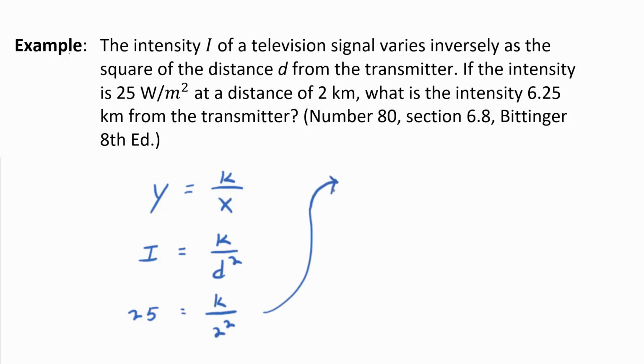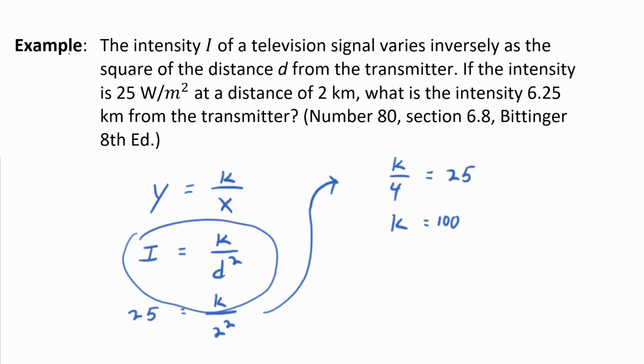So you end up with, if I turn it around, k over 4 equals 25. Does everybody see what I did? Just turn the equation around and then squared the 2. So what does k equal? 100. What's the equation of variation then? Just fill in that guy, right? So I equals 100 over d squared.